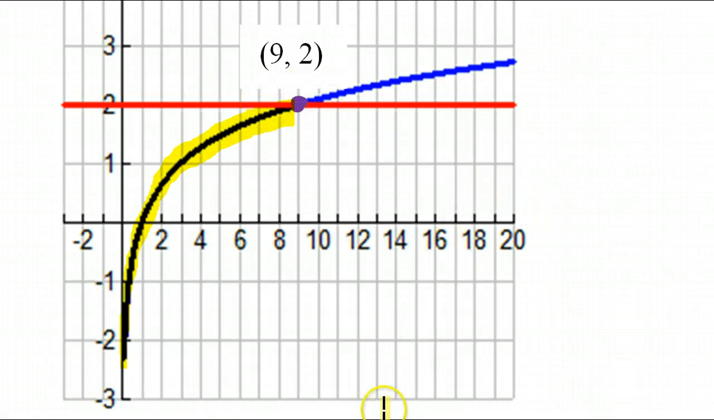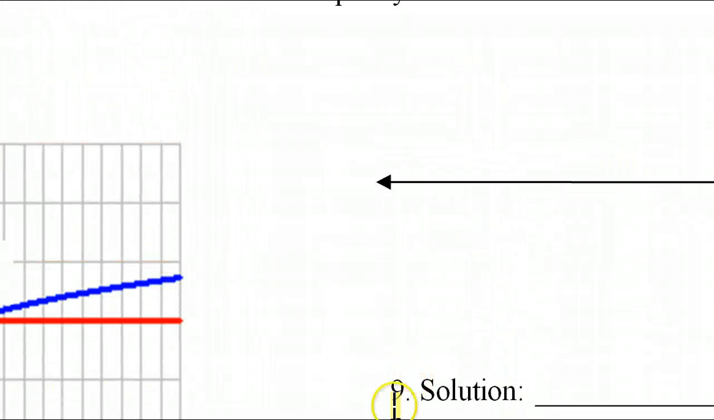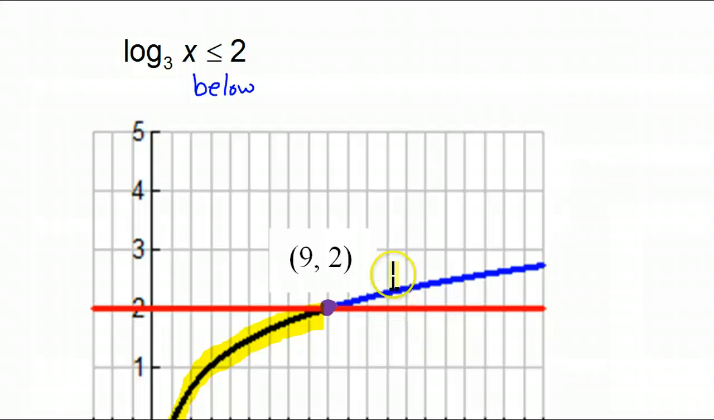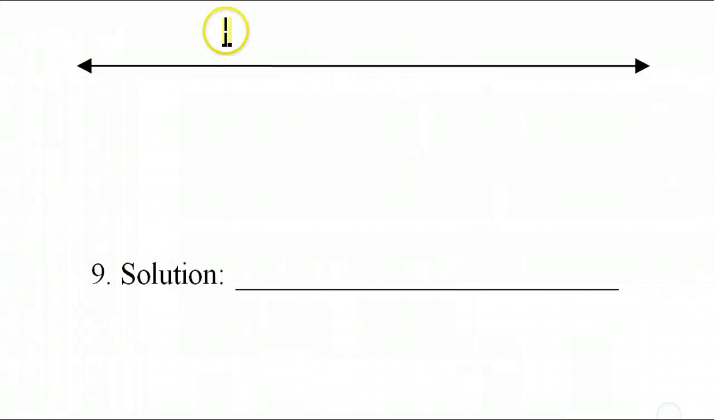Now, in terms of the critical value that we're going to put on our number line over here, you can see that the cutoff point here is this point, where it crosses the red line. But you have these two numbers, 9 and 2, so you have to be aware of which one you're going to use. Now, is this number line set up like an x-axis, or like a y-axis?